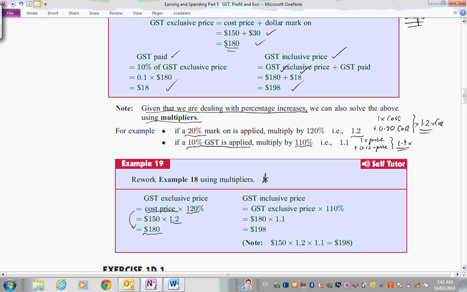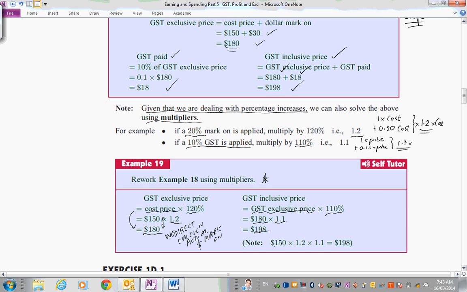The only disadvantage of this is you have no direct calculation of the actual dollar mark on. Okay, you haven't actually got that. So you'd have to take these two away to see what it increased by. That's the difference. What about the GST? Take the price with its mark on, there it is, 180, and you want 10% more. So you multiply by 1.1 and go straight to the answer. Okay, and there you have it.